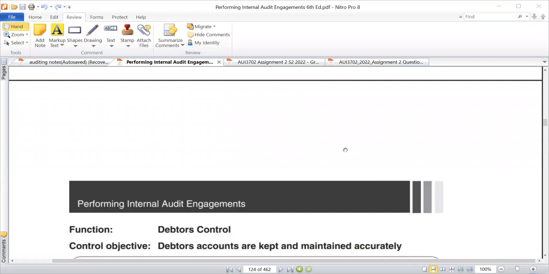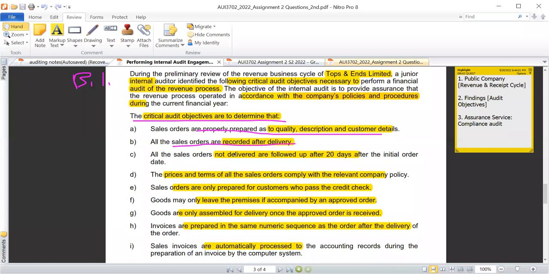So now, if I'm looking back at our audit objective, the audit objective is simple. All the sales orders are what? Recorded after the delivery. If I'm looking at the objective, apart from just looking at the stage in the cycle, remember, that's why I told you, I do not only rely on looking at the functions given in the textbook. Some of the things I had to use my head to think and process, just by looking at what I've been given in the scenario.